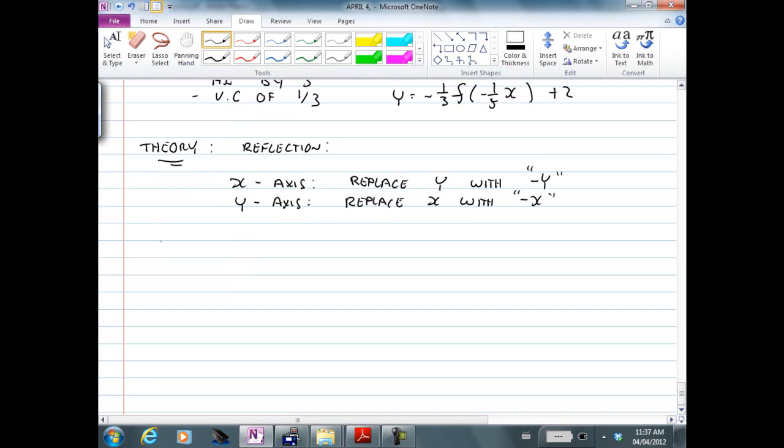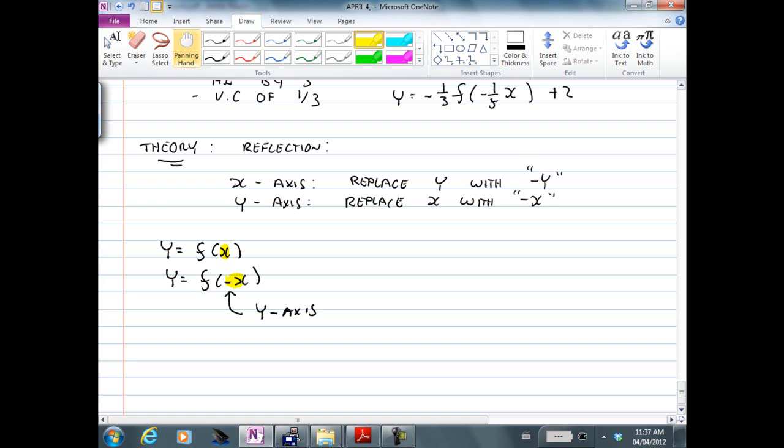When I have y equals f of x, this is just a simple, straightforward function. If I give you y equals f of negative x, a lot of you look at this and say, hey, this is a y-axis reflection. Because look at what they replace x with. They replace x with negative x. So that's how it works.